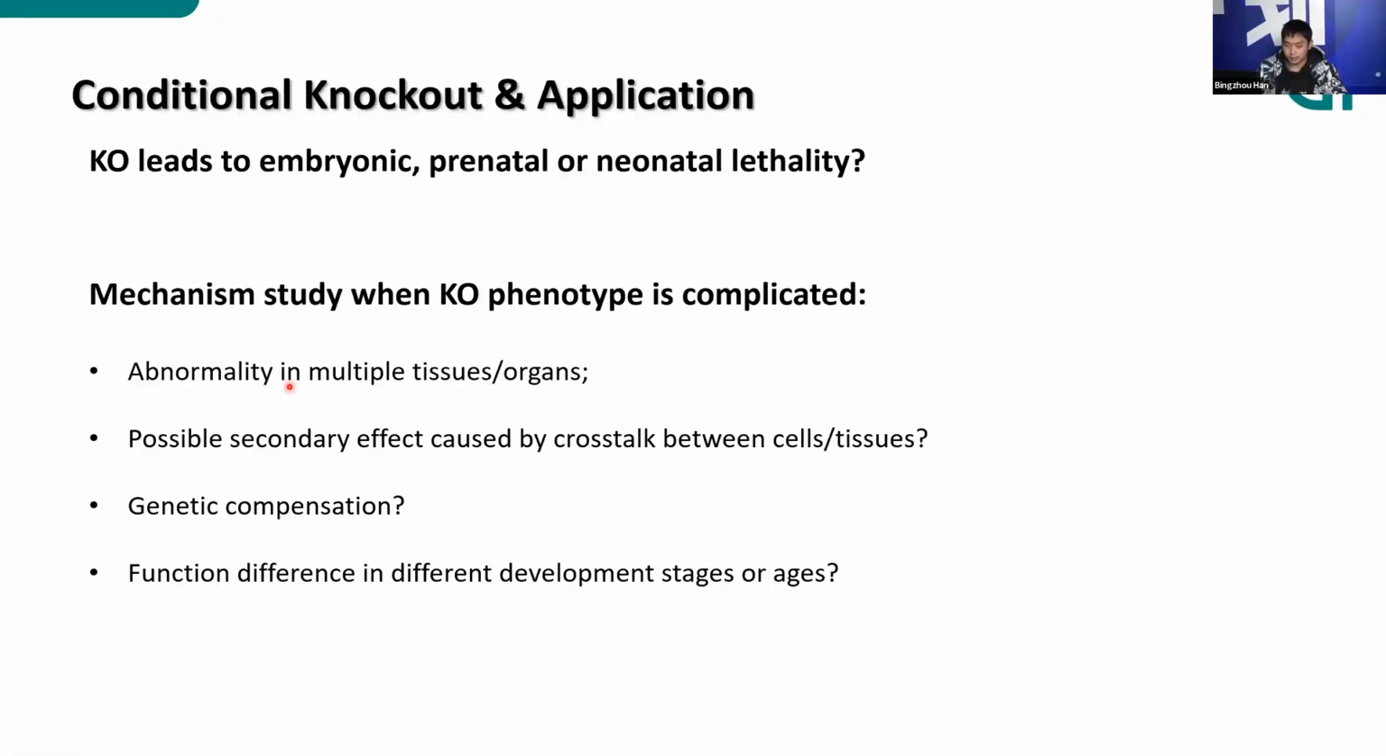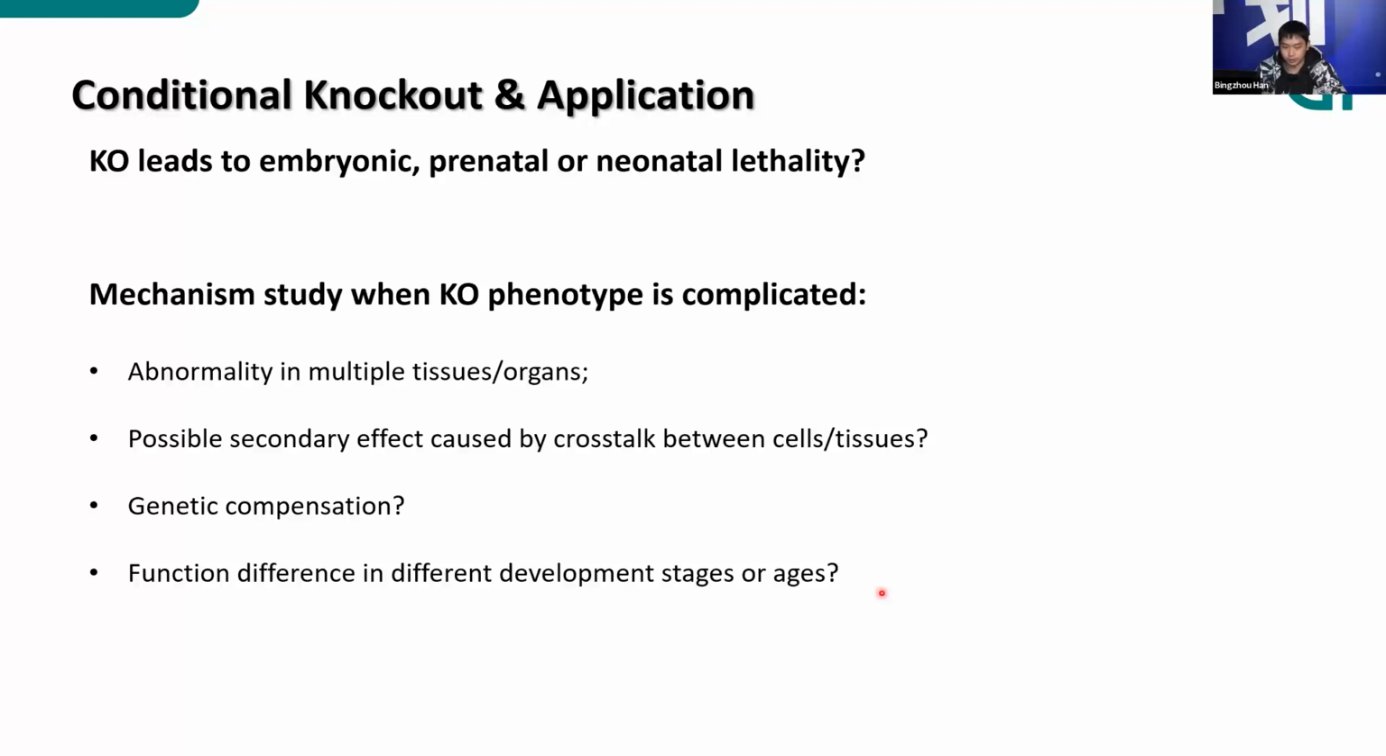Conventional knockout by Cas9 is relatively easy these days, and easy to achieve and easy to obtain. However, conventional knockout cannot treat certain difficult questions, like when the whole-body knockout leads to embryonic, prenatal, or neonatal death of the animal. Or in other cases, in mechanism studies, when the phenotype is very complicated, like when there's abnormality in multiple tissues or organs, or if there's any possible secondary effect caused by crosstalk between different cells or tissues, or if there's any genetic compensation issue, or if the gene function will not be identical during different life processes, like when it is different during embryonic development and the maintenance of the adult life.